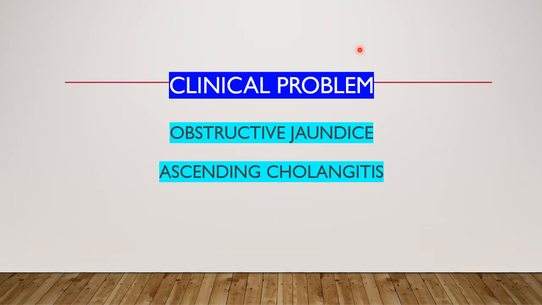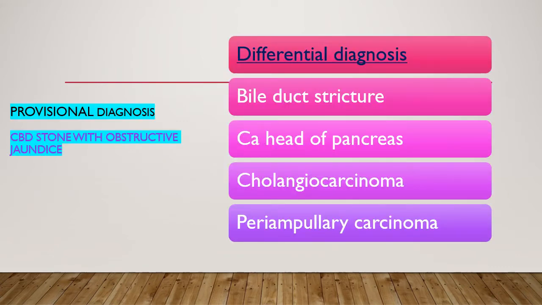So after we have come to a clinical diagnosis or clinical problem, what is the clinical problem of this patient? It is a patient with obstructive jaundice and ascending cholangitis. Okay, that is the problem. Now we have to find out what causes this problem, that is, what's the diagnosis of these problems. The provisional diagnosis, as we have already entertained, is choledocholithiasis with obstructive jaundice and complicated with ascending cholangitis.